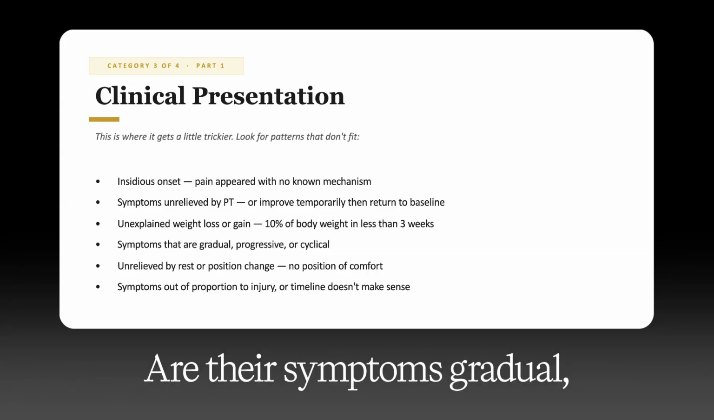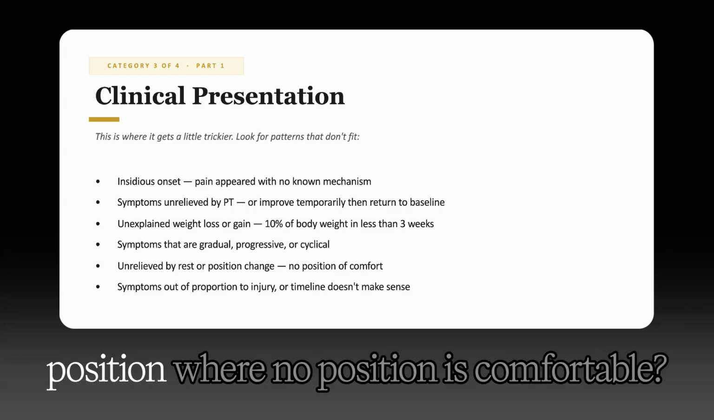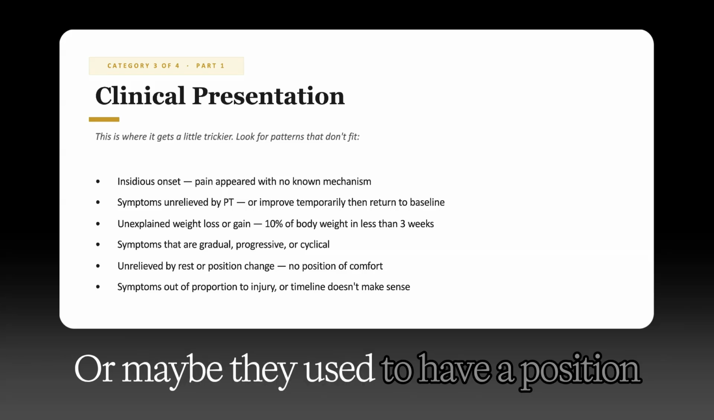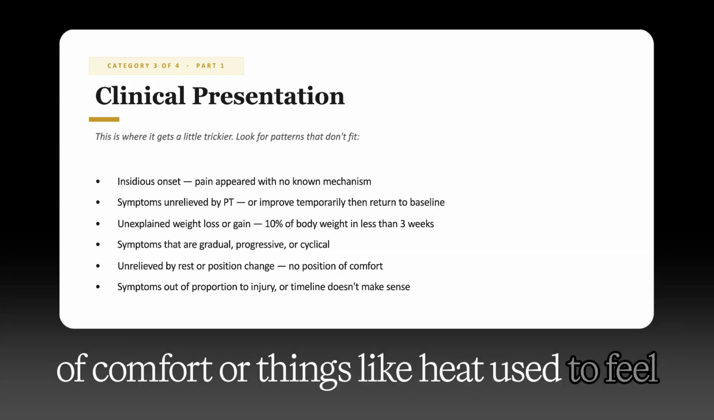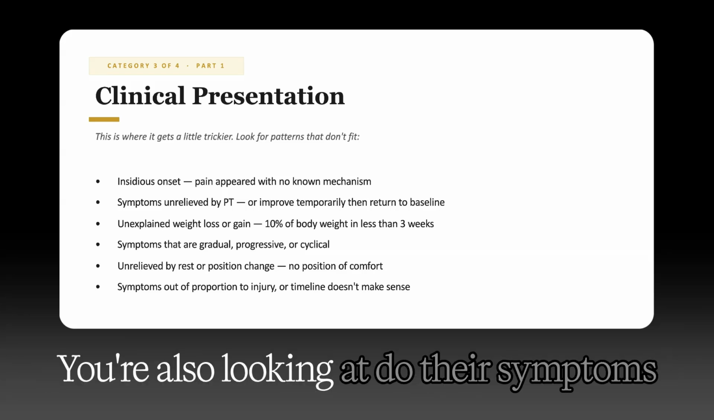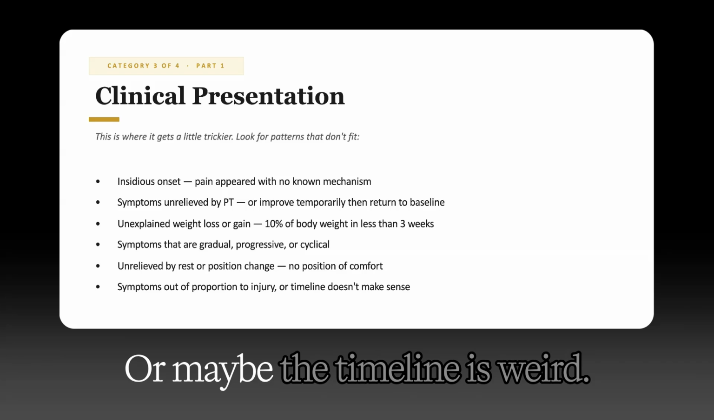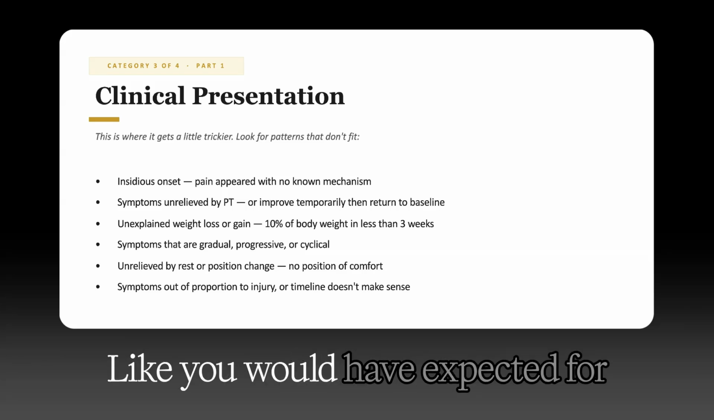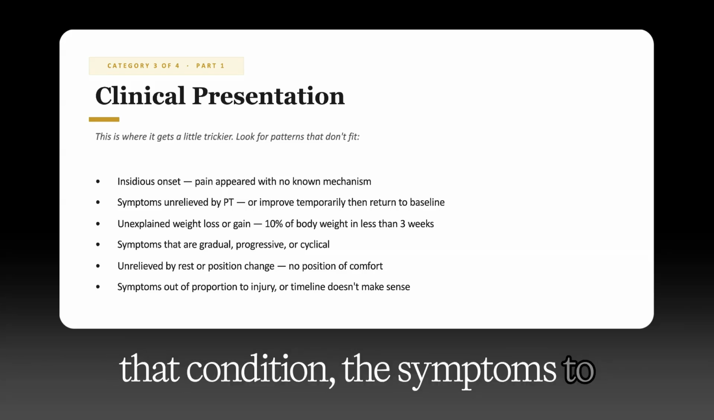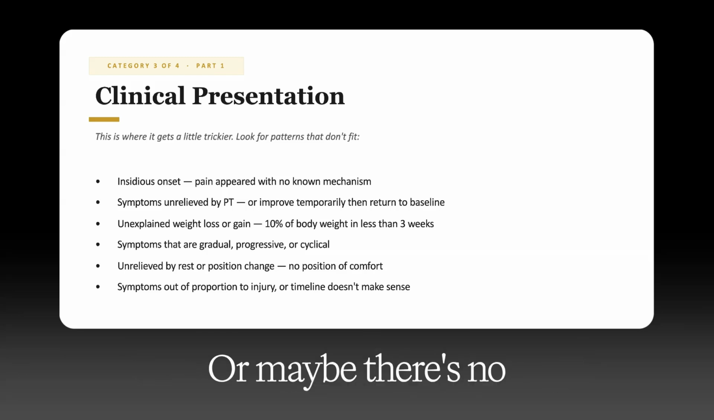Are their symptoms gradual, progressive, or cyclical? Is it unrelieved by rest or a change in position, where no position is comfortable? Or maybe they used to have a position of comfort, or things like heat used to feel good, but those are no longer offering relief. You're also looking at, do their symptoms seem out of proportion to their injury? Or maybe the timeline is weird, like you would have expected for that condition, the symptoms to have been gone a long time ago. Or maybe there's no pattern of the symptoms. Do they have a growing mass?